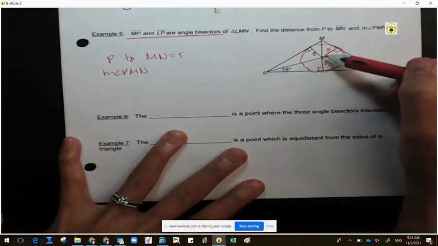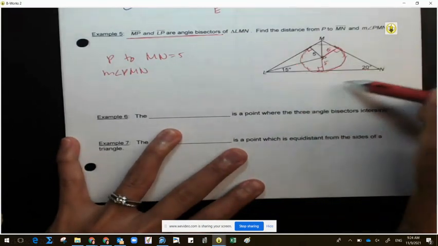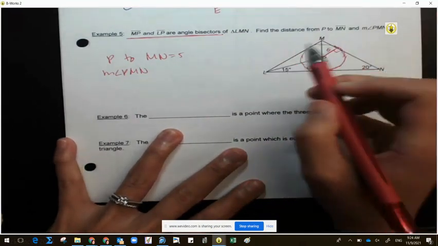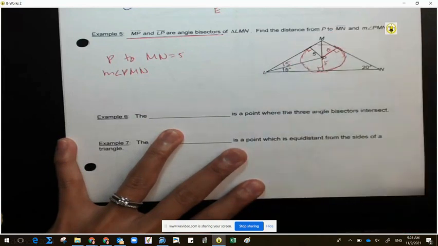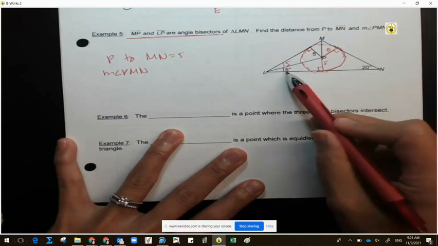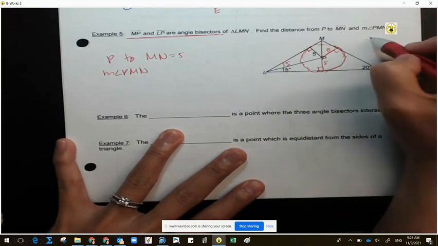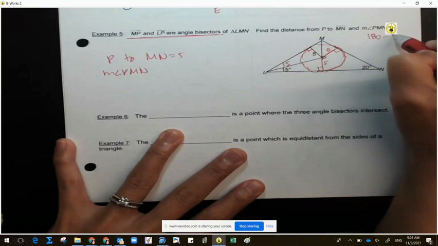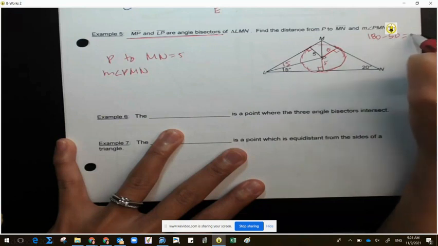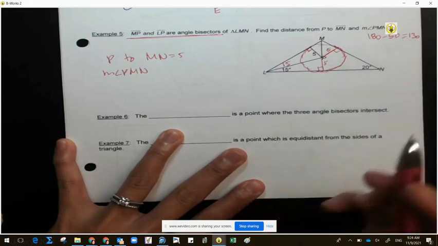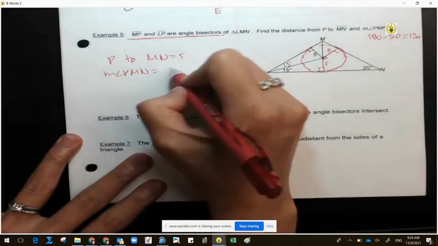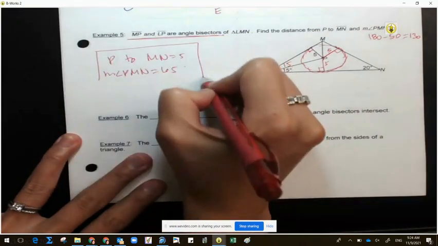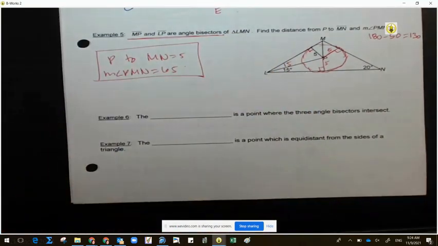And then it says measure of angle PMN. So PMN is right here. So let's look at the triangle overall. Because we have an angle bisector, can I repeat this angle 15 right above? Yes. And since I have 20 and 30, 20 and 30 gives 50. So 180 minus 50 is 130. So we know this full angle M is 130. So how many is half of that? 65. Again, this you can only get if you understand the facts about the incenter.